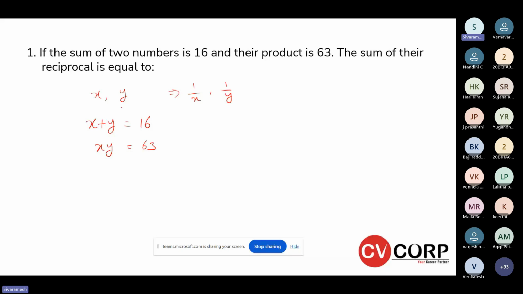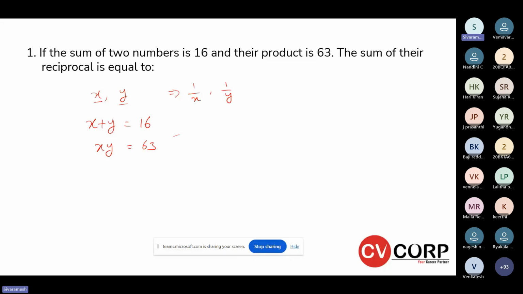Okay, they have given that the sum of two numbers is 16, so I'm assuming one is x and the next one is y. The condition is the sum of two numbers is 16, meaning x plus y is equal to 16, and the product will be 63, so xy is equal to 63. They're asking us to find the reciprocals of those two numbers. Already we assumed the two numbers are x and y.